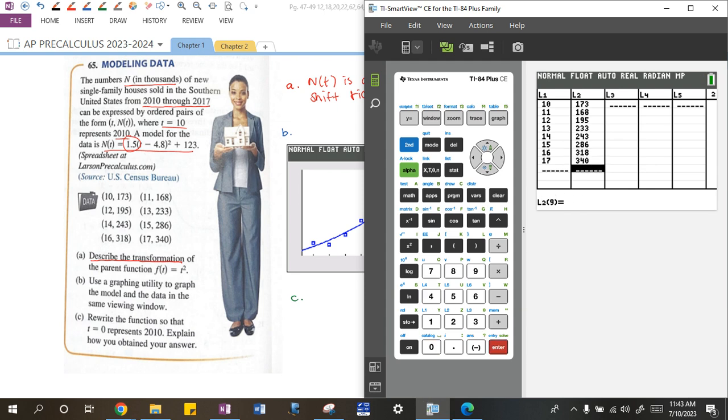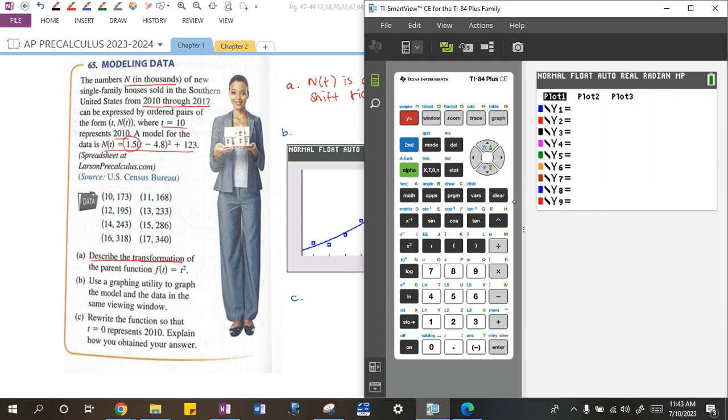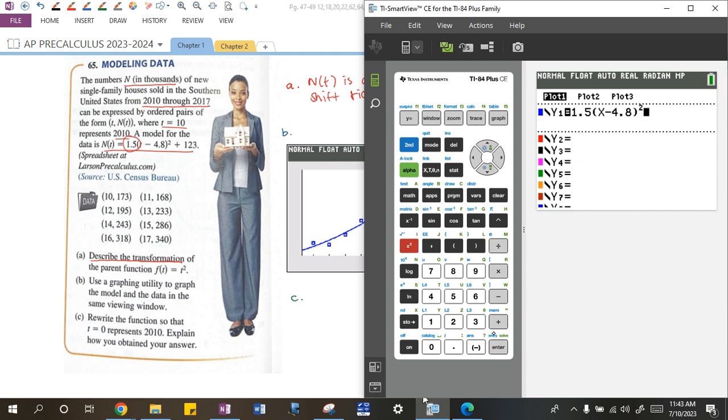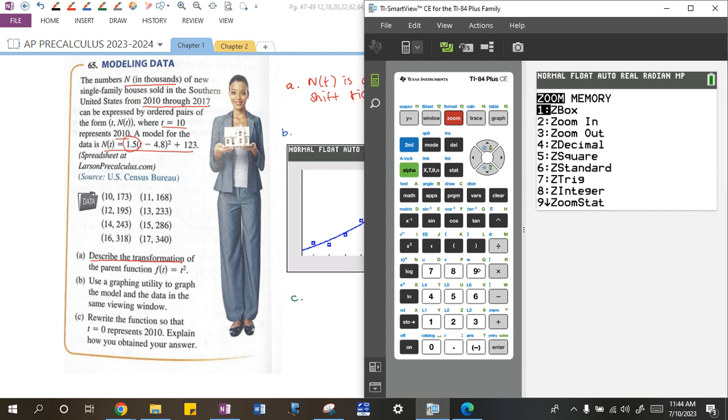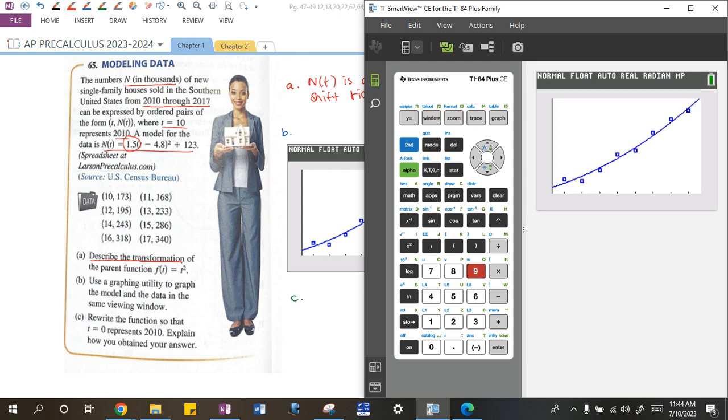Okay, so get everything typed in. Type in the model. We're not doing any sort of regression here. They gave us a model, remember? So go to y equals and type in the model. It's 1.5 parentheses x minus 4.8 parentheses squared plus 123. I'm still going to zoom stat because remember, zoom stat fits the window to see all the scatter plot points, and our model should fit closely to those points ideally. So zoom stat is option 9. So you press 9. There it is.